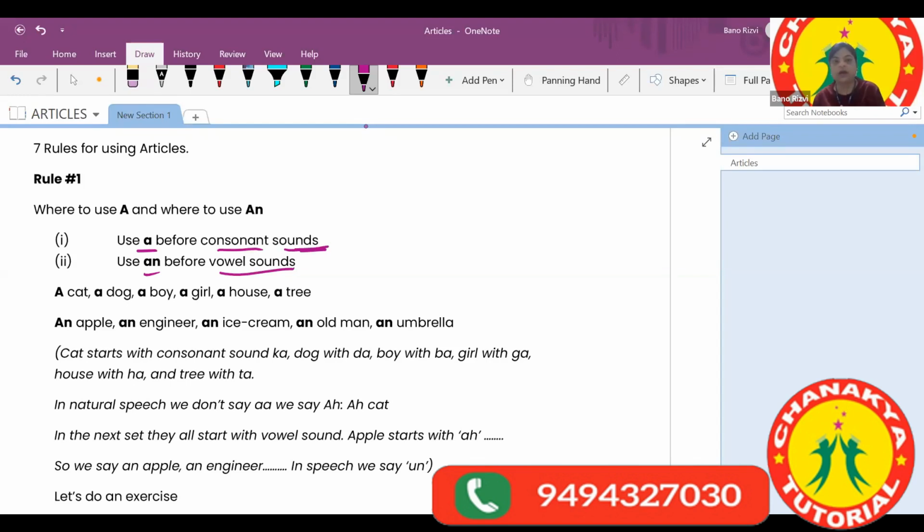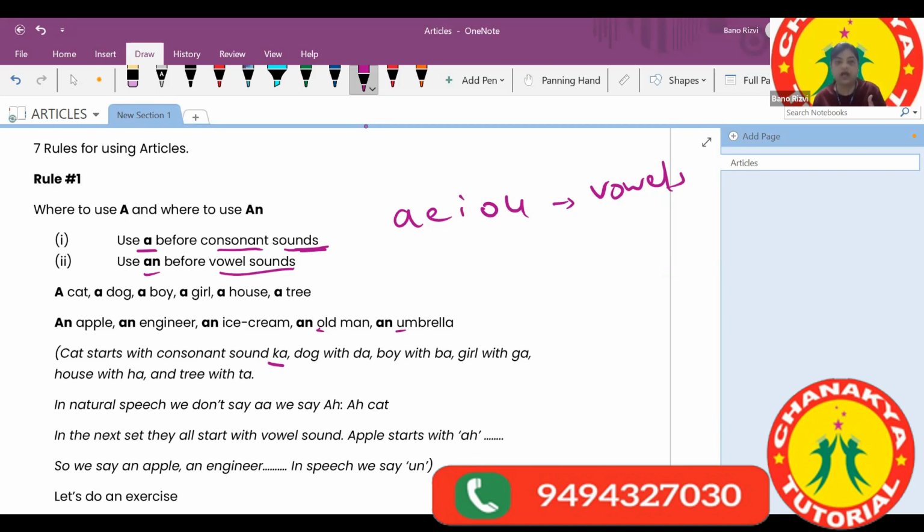Now, a cat, a dog, a boy, a girl, a house, a tree. Now we have an apple, an engineer, an ice cream, an old man, an umbrella. These are all vowels: A, E, I, O, U. Now let's talk about cat. Cat starts with a consonant, that is, the sound is k. Dog starts with d. Boy starts with b. So these are all starting with a consonant.